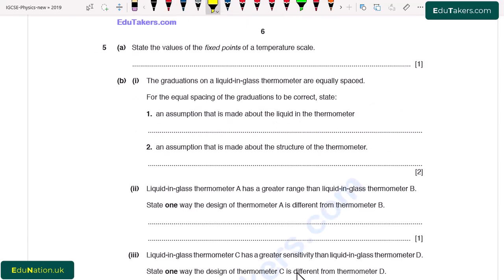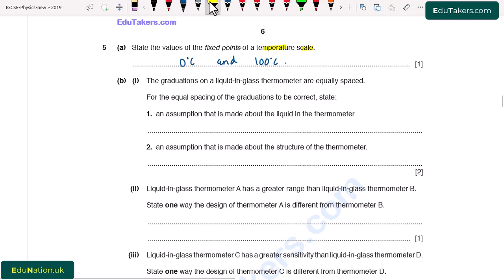Question number 5, part A. State the values of the fixed points of the temperature scale. Here we have to tell what the values of the fixed points of the temperature scale are. These are basically the melting point and boiling point. The melting point is 0 degrees C and the boiling point is 100 degrees C. I write here 0 degrees C and 100 degrees C. These are the fixed points of the temperature scale.